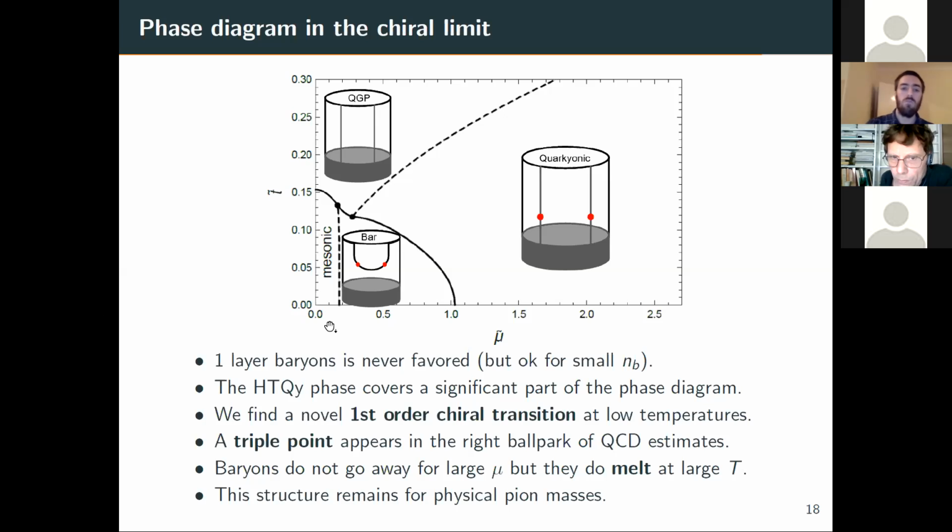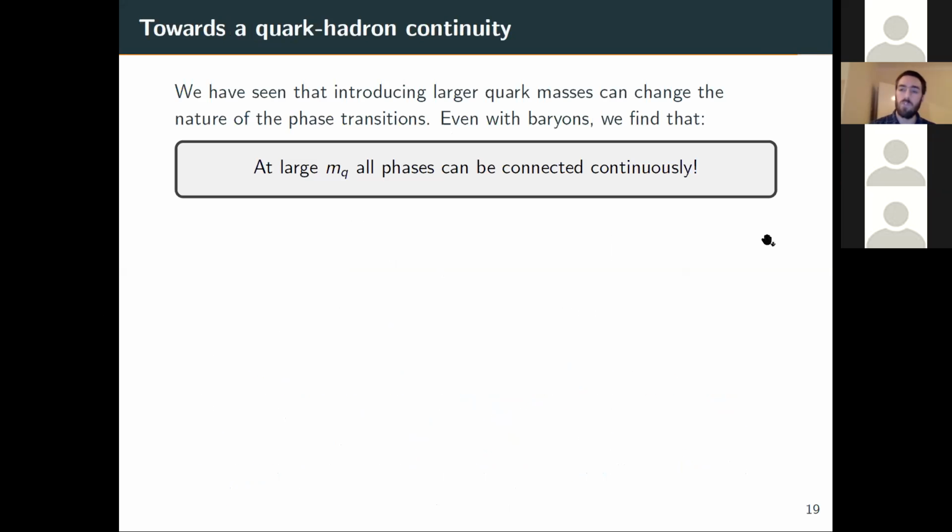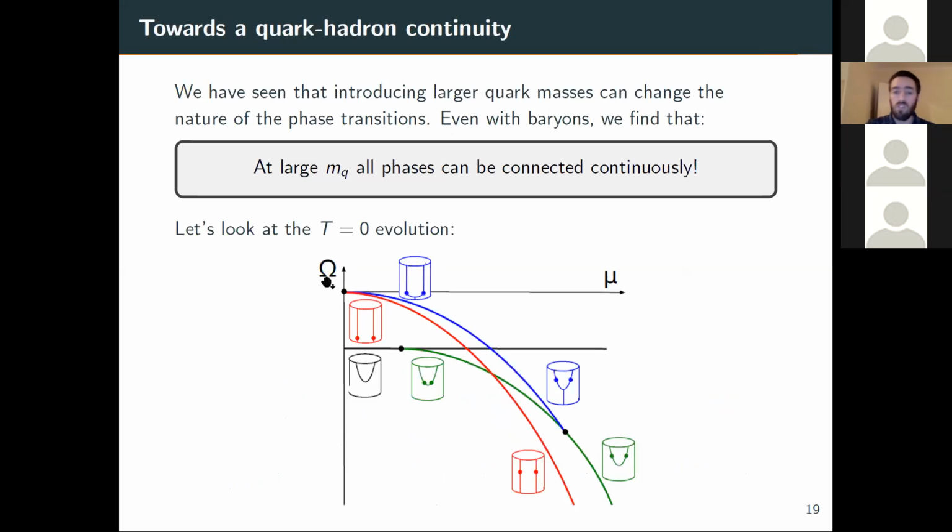Okay, and so for the last, if I have two more minutes, I finish. Let's look at T equals 0 here. If you start from zero chemical potential and start increasing densities, you go through the baryon onset, and then to the onset of quarkyonic matter, if you wish. Let's look more precisely at what happens when you include a pion mass. At zero temperature and zero pion mass, what you have is like this.